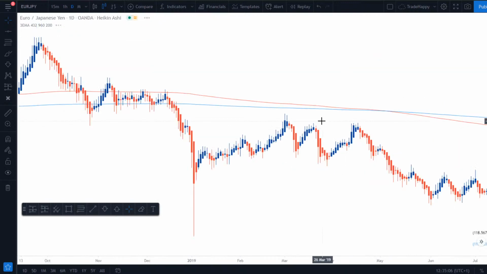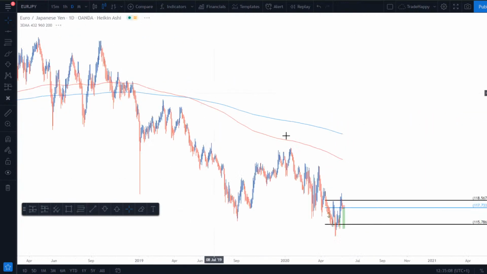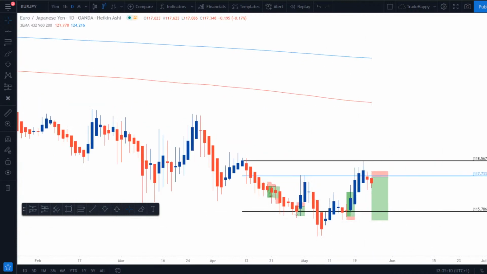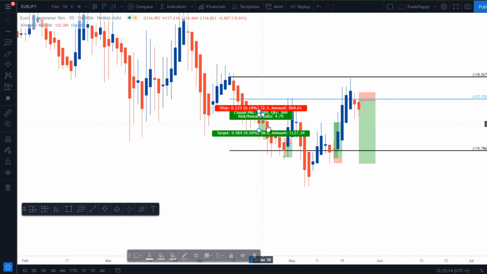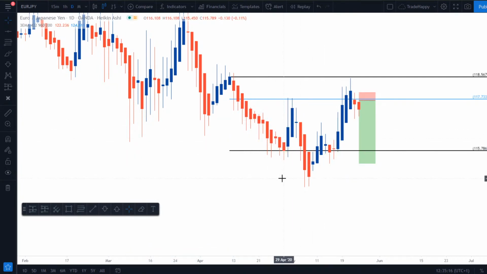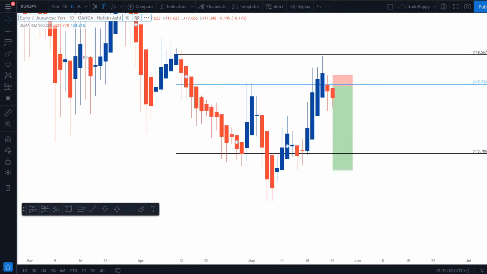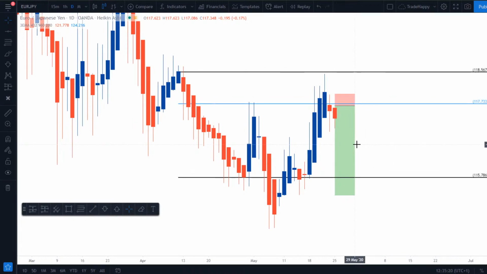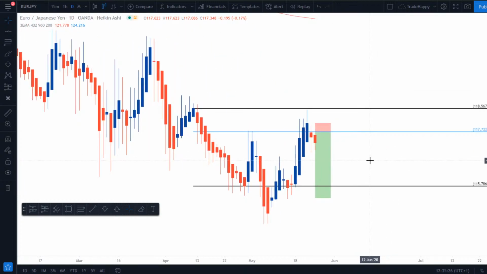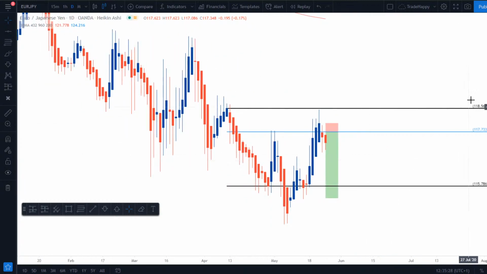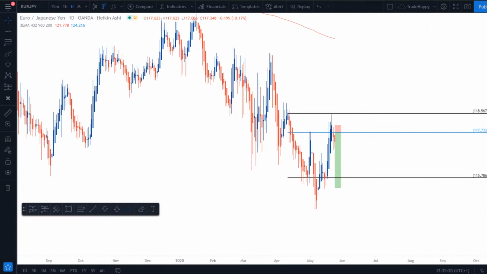Okay, so let's just go on to the next pair, Euro JPY. Let's have a look at this and do some analysis on this. So yeah, here we go. Let's just delete this. So this is a trade, move that up, that I was having a look at last week, and yeah, it's moving in the right direction.